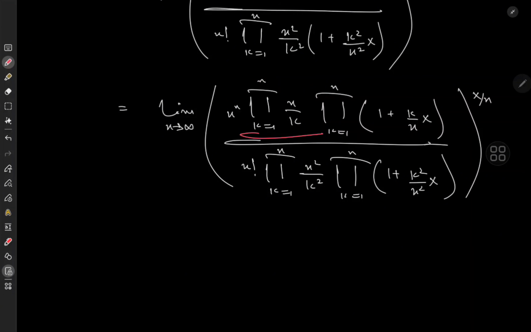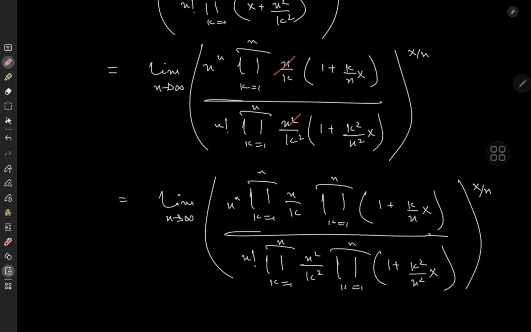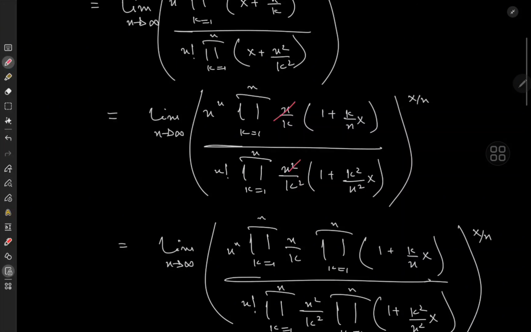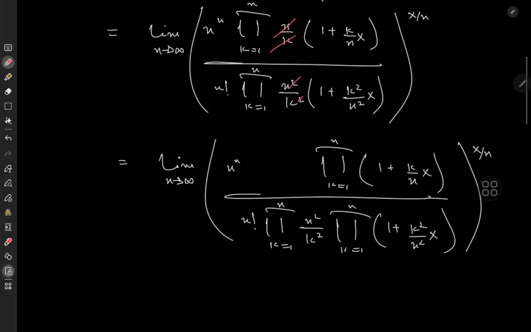Or wait, rather, why not invoke some simplification first, as in get rid of one of the n's here and one of the n's over there. Of course, you have the product of terms in the numerator, product of terms in the denominator. That's just the product of the whole thing. So I can get rid of the n over here. I can get rid of the k over there. So I only have one of these products to worry about now.